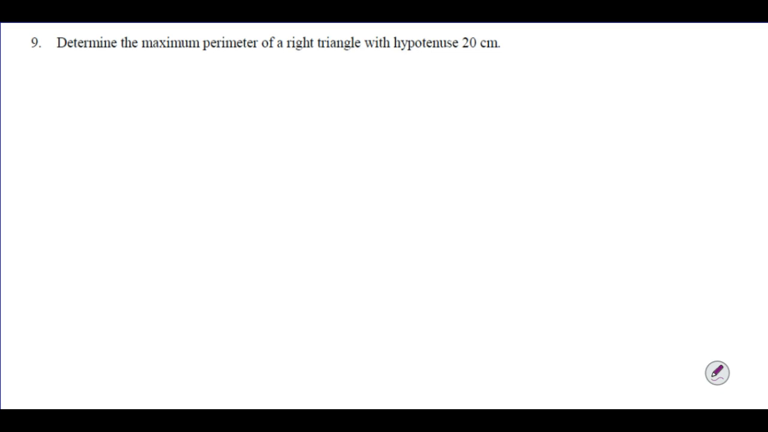Not always. Okay, determine the maximum perimeter of a right triangle with hypotenuse 20 centimeters.